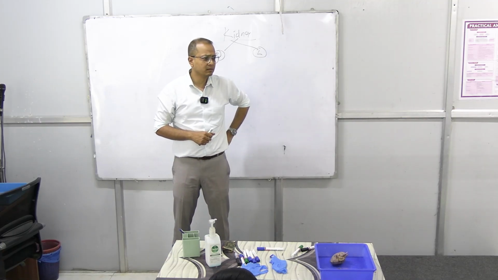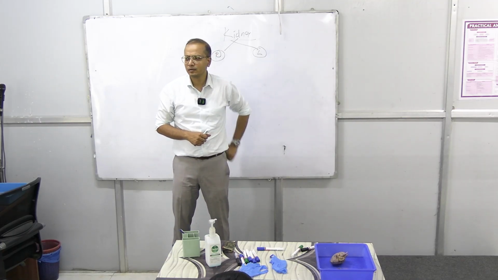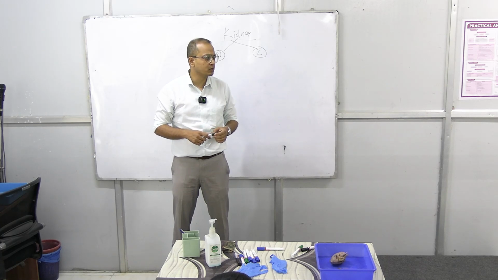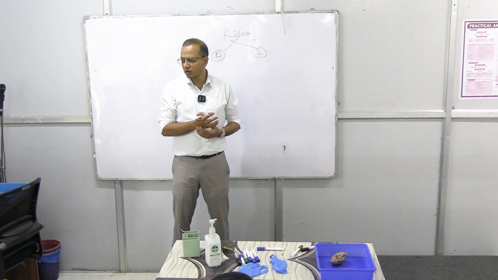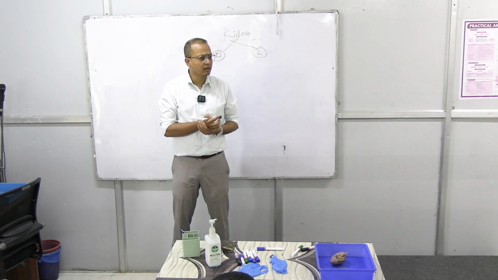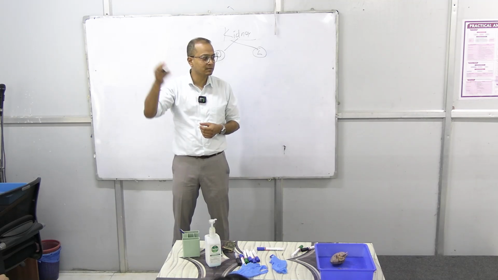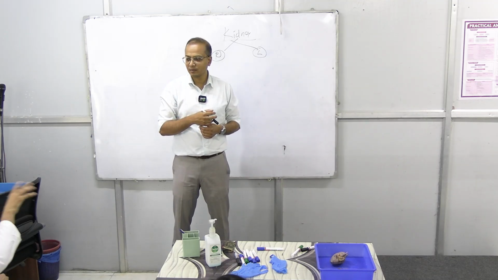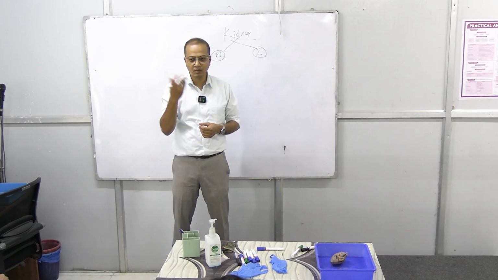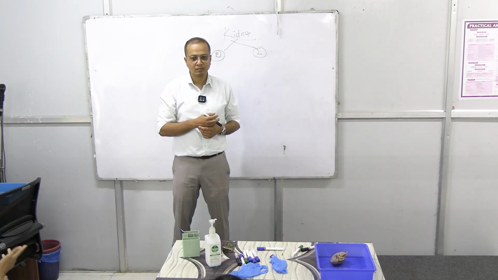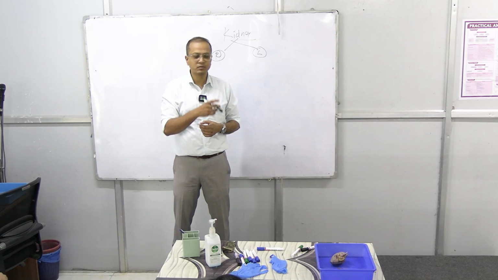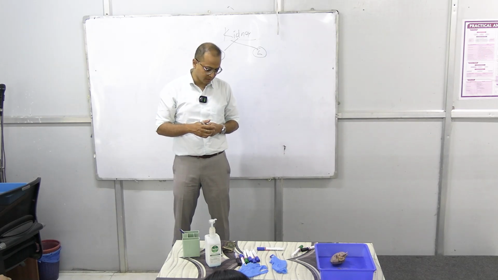Lumbar region. Related to which wall of the abdomen? Anterior or posterior? That makes this organ intraperitoneal or retroperitoneal. What do you mean by retroperitoneal? Outside the peritoneum. The posterior side is not covered. Why? Fixed to the posterior abdominal wall.